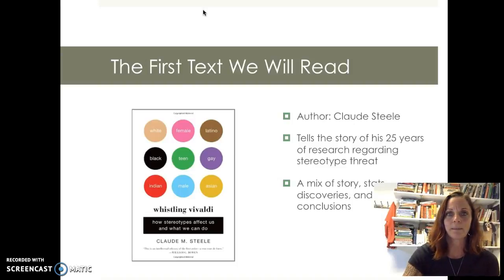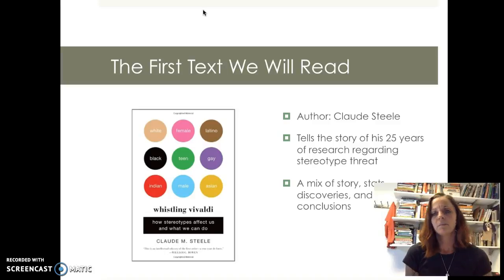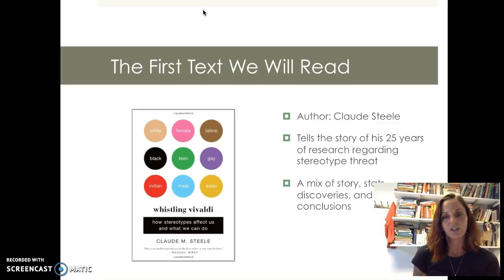Okay? The first text after that summary assignment, that first text we'll read, is Whistling Vivaldi by Claude Steele. This is a great book. It tells basically the story of 25 years of his research, and it tells it in narrative form, and it mixes his story, statistics, and discoveries, and just a really interesting body of information. For the first paper, the full essay, we'll use the first 3 chapters of Whistling Vivaldi, and then we'll use various chapters after that for the other essays we'll be writing.